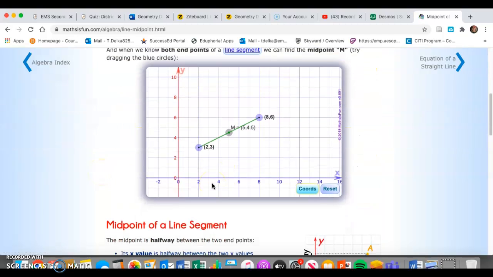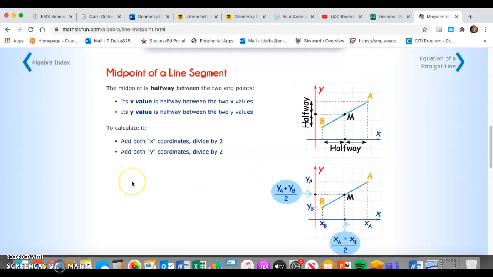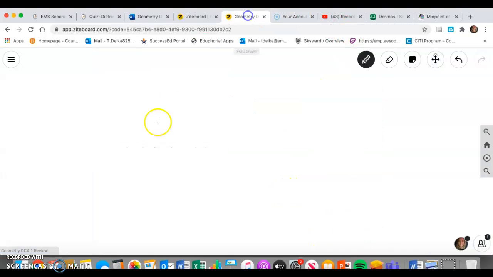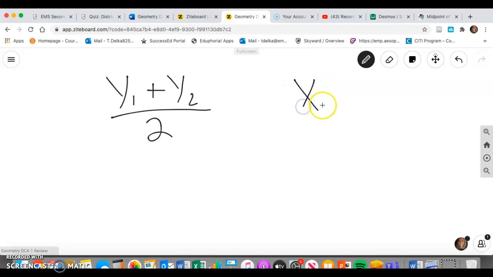Okay, so they're telling us the midpoint of a line segment is YA plus YB divided by 2, and then XA plus XB divided by 2. So come over here. For Y, you can put YA or you can put Y1. Y1 plus Y2, and when you divide by 2, you'll get the midpoint. And then X1 plus X2, divide that by 2, and you'll get the midpoint.